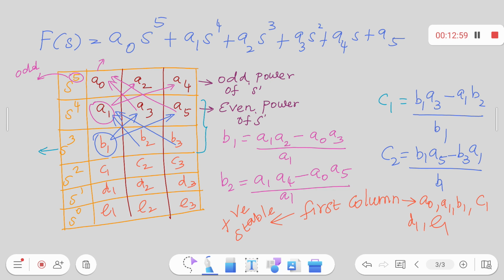So I hope I am clear with what is stability and what is Routh-Hurwitz criteria, how to find the Routh array.